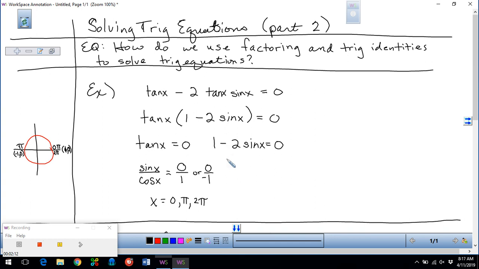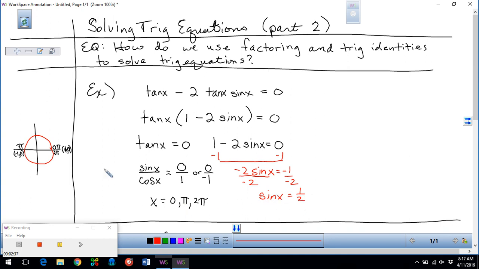Then we continue on to the second part of our equation. 1 minus 2 sine of x is equal to 0. I'm going to subtract the 1 from both sides. So I get negative 2 sine of x equals negative 1. Now when I divide both sides by negative 2, I get sine of x is equal to positive 1/2.